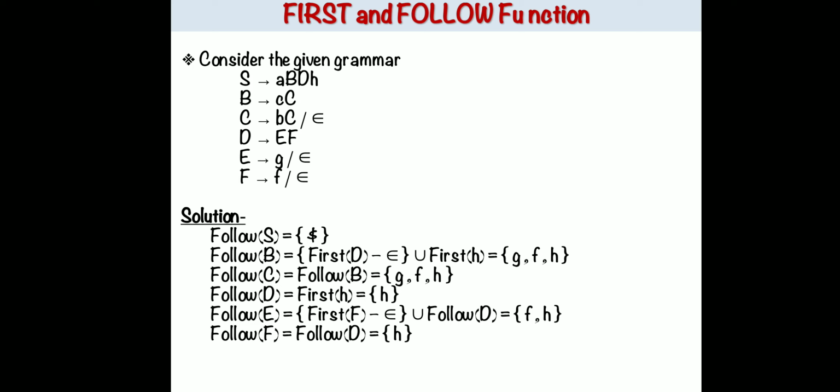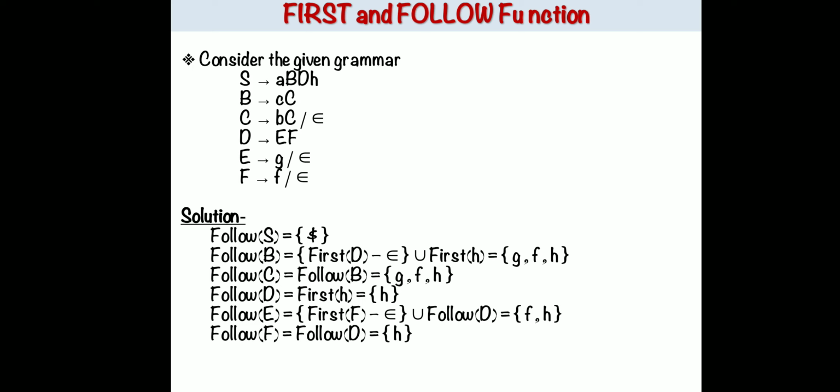Now follow of D. As we can see in the first production, S arrow A B D H, D is followed by a terminal H. So we have written first of H equal to H. Then follow of D means H.